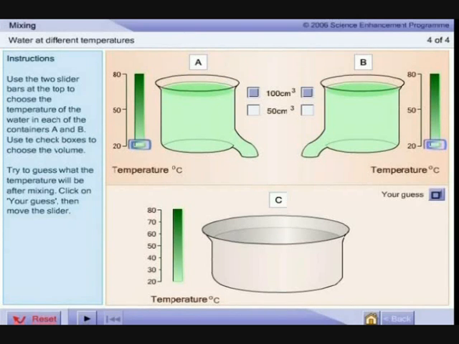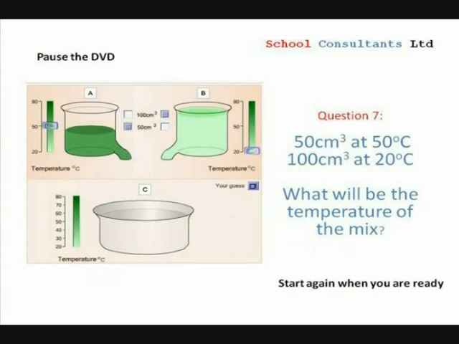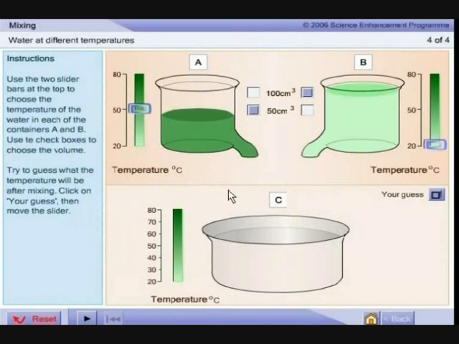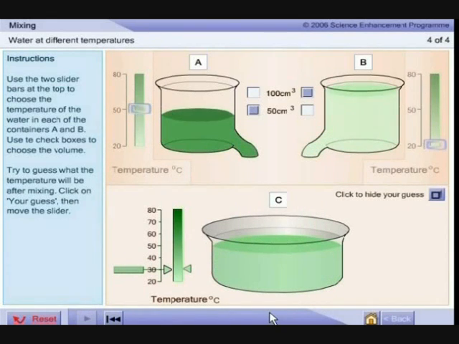Okay, question 7. Let's have 50 cubic centimeters in beaker A and 100 cubic centimeters in beaker B. Let's make beaker A at 50 degrees C, and we'll keep beaker B at 20 degrees C. What will be the temperature of the mix? Okay, it's the same logic as before. We've got one part at 50, two parts at 20. 50 plus 20 plus 20 is 90, and divide it by three parts, and I'm sure the answer is 30. Come on, 30.